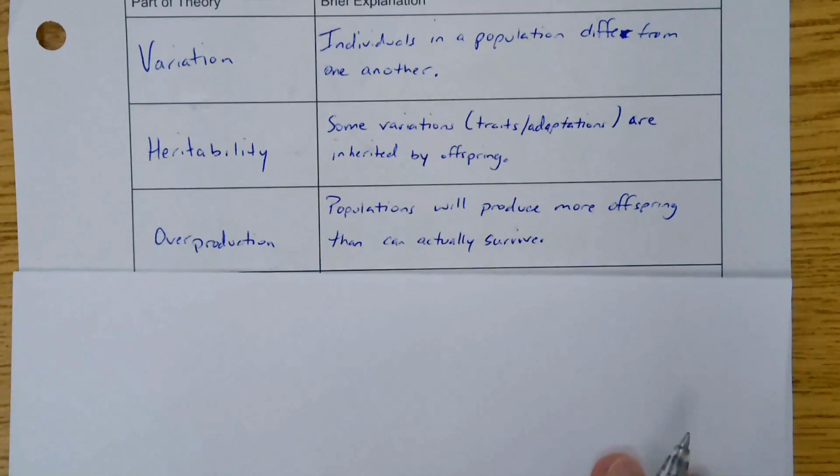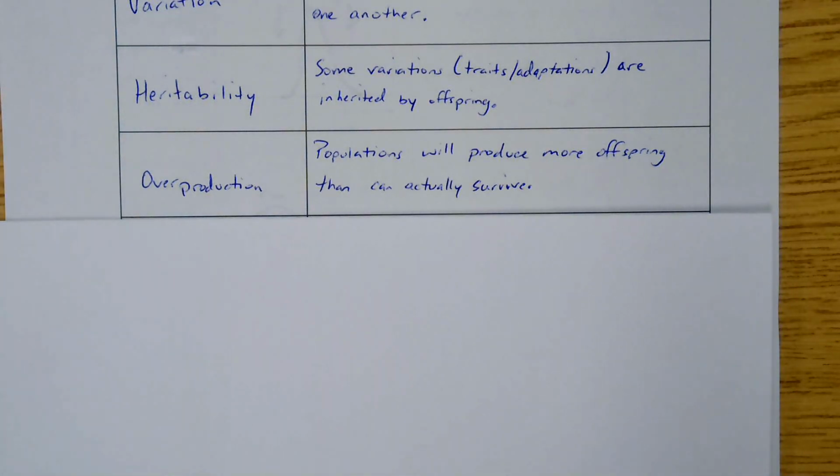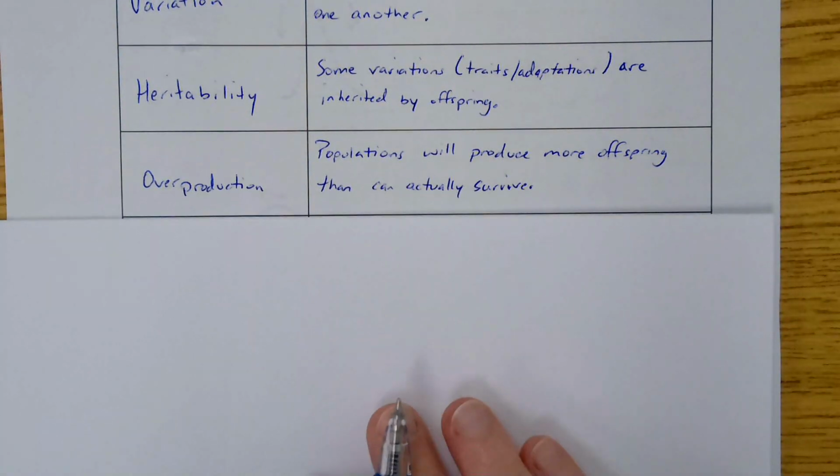Then we have overproduction. Darwin figured out that populations will always produce more offspring than can actually survive, which seems weird for humans. We tend to raise our young till they're old enough to have kids of their own. But think of a dandelion. A dandelion starts out as that yellow flower and then it turns into the puffball. That puffball will release hundreds of seeds, but only a couple of the seeds end up becoming adults and get to grow into their own thing. The rest of them just die or get destroyed over time. So all populations will produce more offspring than can actually survive.